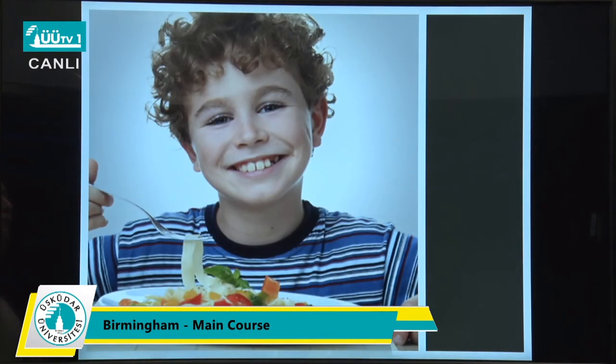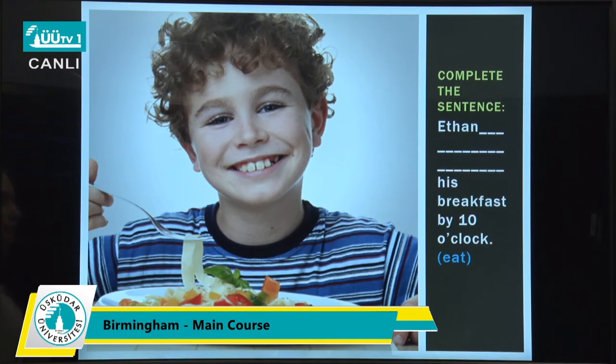Okay, another one. A happy boy eating something. And I love the food actually, it looks nice. Now, complete this sentence. Again, what you can understand from this sentence is that by 10 o'clock is the most important thing about it. Ethan, think about it: will have eaten. So Ethan will have eaten his breakfast by 10 o'clock.